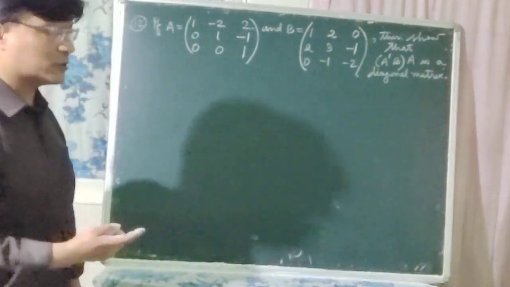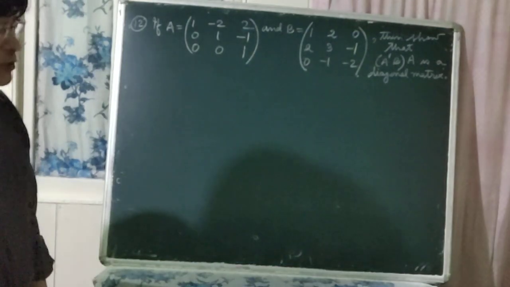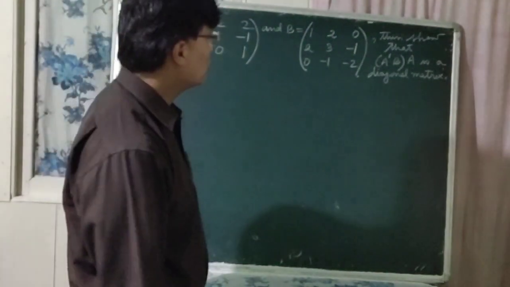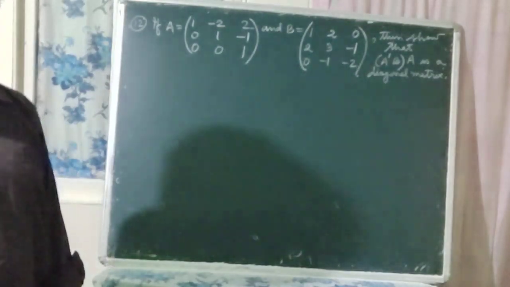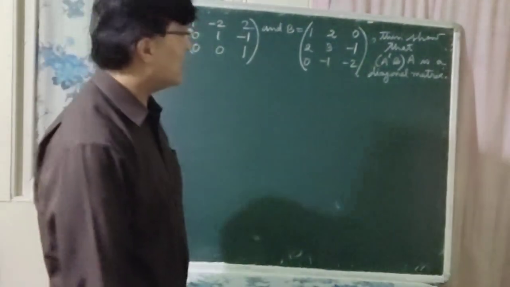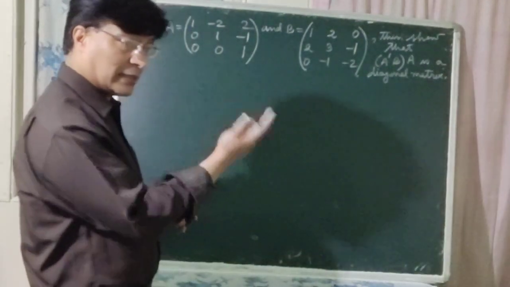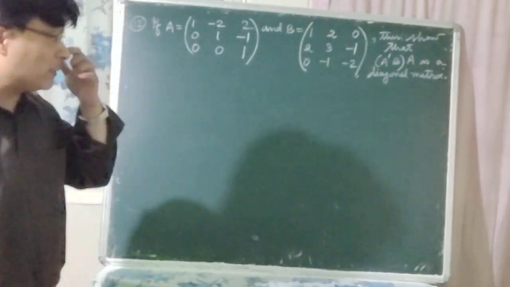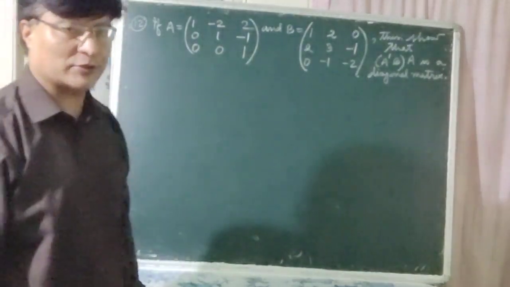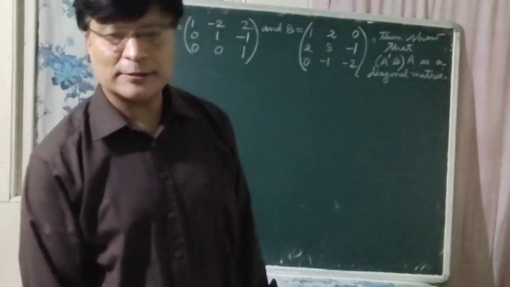It is also a 3 cross 3 matrix. In the first row, 1, 2, 0 are given. Second row, 2, 3, minus 1, and in the third row, 0, minus 1, minus 2. You have to show that (A dash B) A is a diagonal matrix. What is a diagonal matrix?